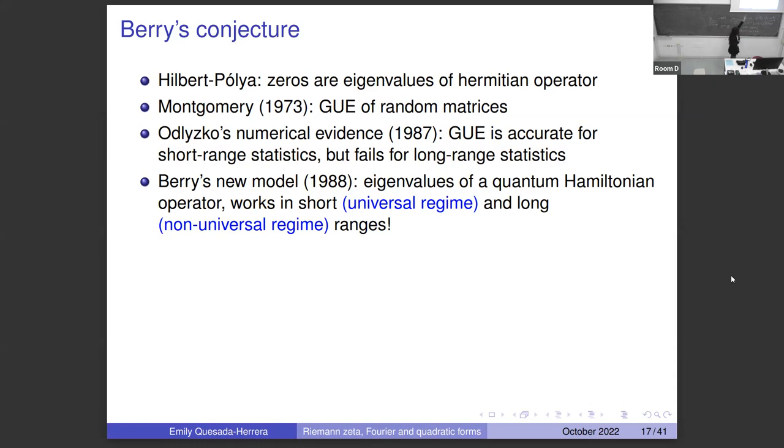Later, in 1988, Berry introduced a new model for the zeros, and he models the zeros as the eigenvalues of a certain Hamiltonian operator from quantum mechanics. So this is an operator coming from dynamical systems and from quantum mechanics. And with this model, it actually fits all of the numerical data, both in short ranges and long ranges. The short ranges are called the universal regime, and the long ranges are called the non-universal regime. So far it works perfectly well with all of the numerical data. Then Berry used this new model for the zeros to conjecture a very precise behavior for the number variance.